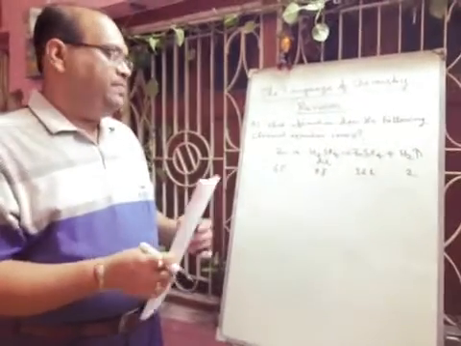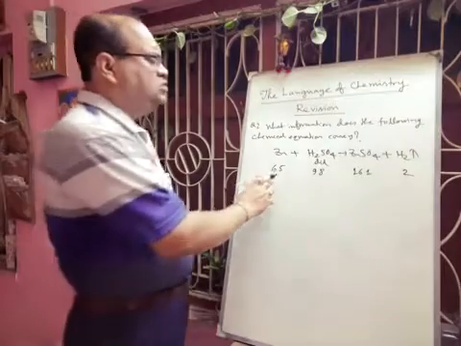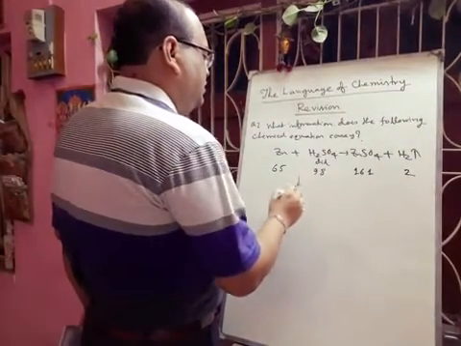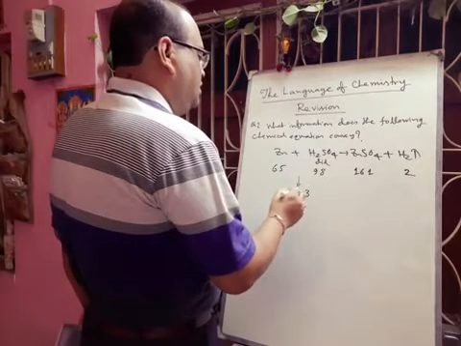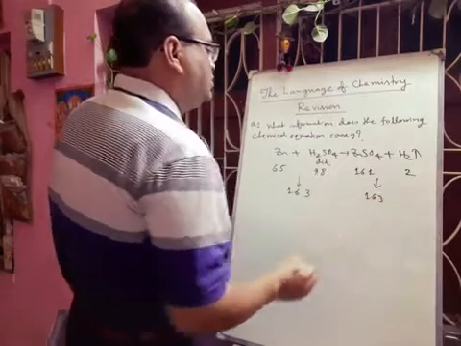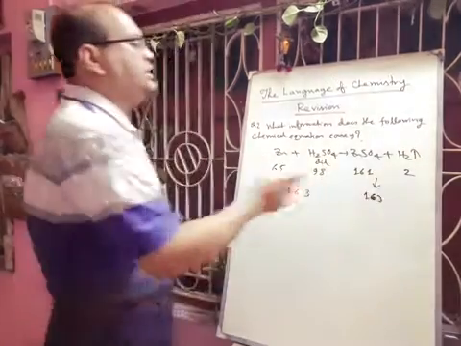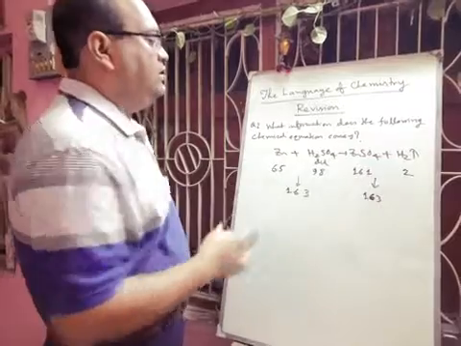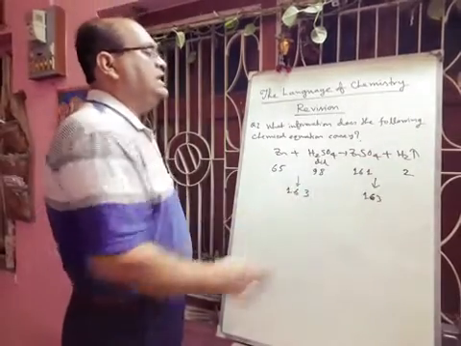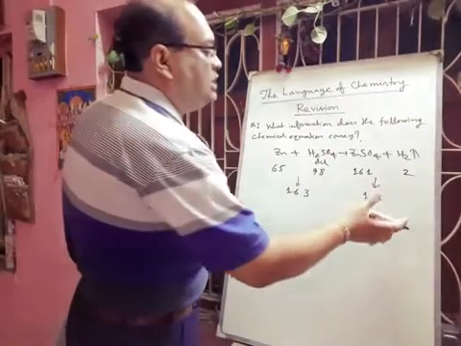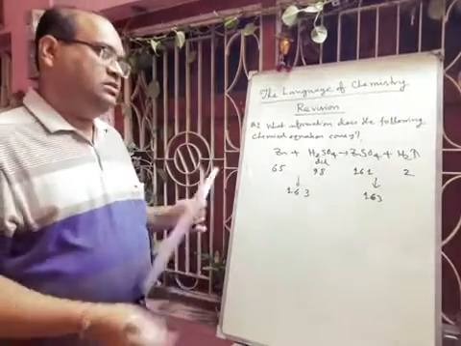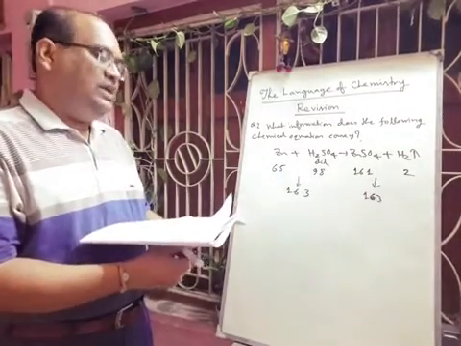Another thing you can tell: if you add these two, 65 and 98, you will get 163. Here also you are getting 163. So this equation is obeying the law of conservation of mass. The total mass of the reactants on the left hand side is equal to the total mass of the products on the right hand side. These are the quantitative information.